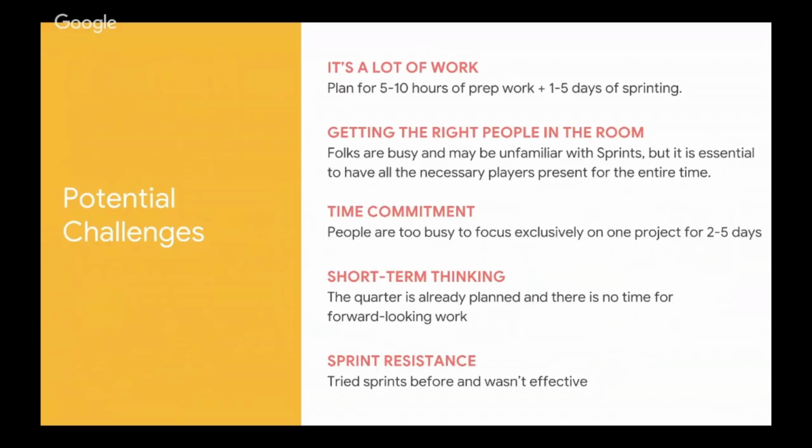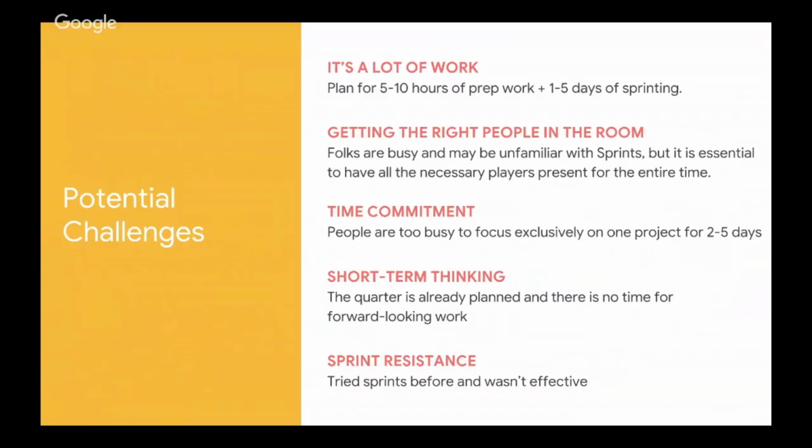Again, people are too busy to focus on one project for 2 to 5 days, so you need to make the case to have them block the entire time and be present. Fourth, short-term thinking. So a lot of times we hear the quarter is already planned, there's no time to focus on the future. And this is really about thinking not what's happening right now, but how we can improve things in the future. Last is sprint resistance. Perhaps someone has tried a sprint before and it wasn't effective, so you might have to reconvince them why they need to try again.